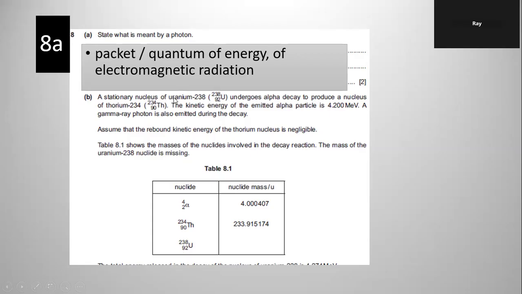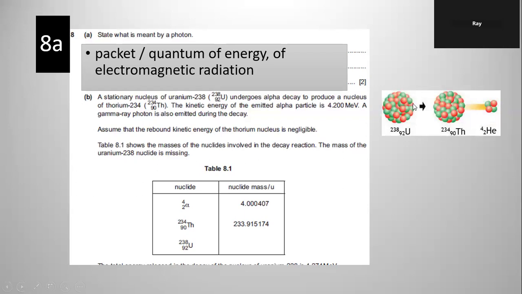A stationary nucleus of uranium-238 undergoes alpha decay to produce a nucleus of thorium-234. The kinetic energy of the emitted alpha particle is 4.2 mega electron volt. A gamma ray photon is also emitted during the decay. Assume that the rebound kinetic energy of the thorium is negligible. Table 8.1 shows the masses of the nuclides involved in the decay reaction. The mass of the uranium-238 nuclide is missing.